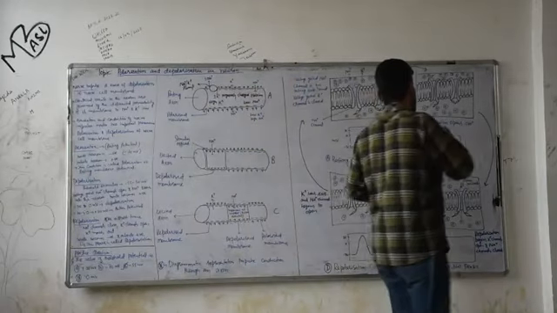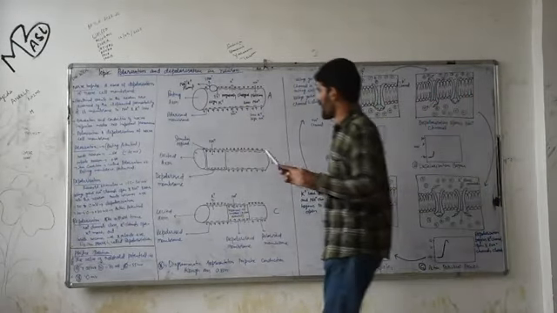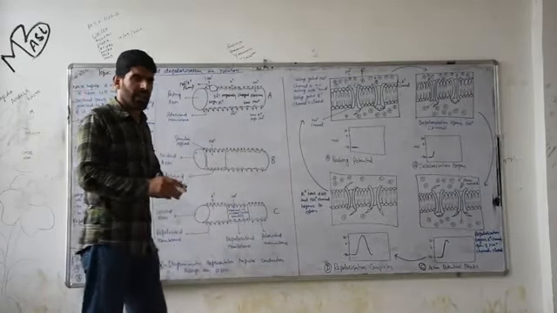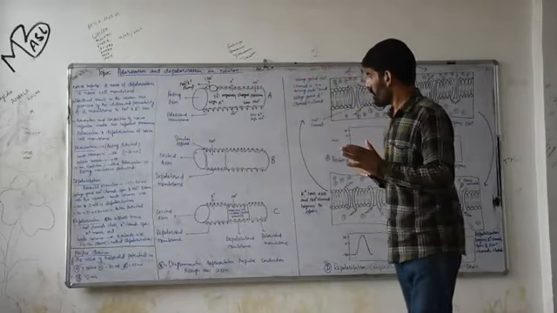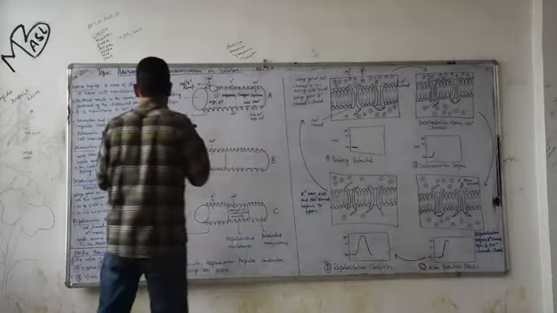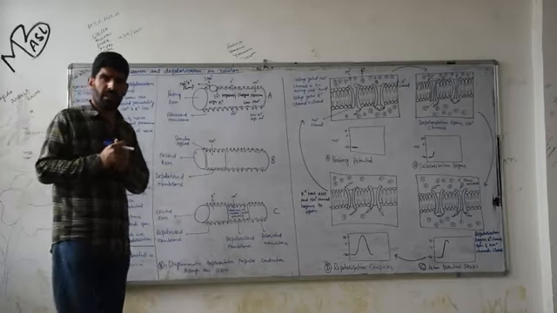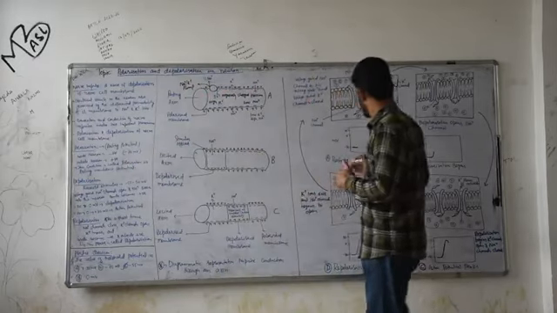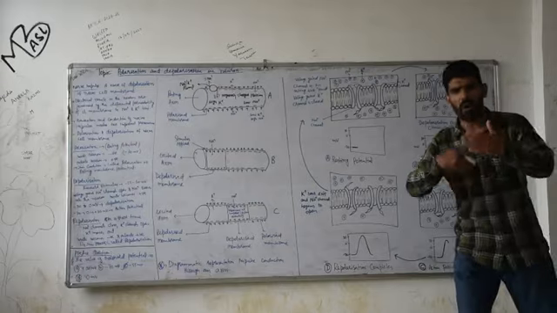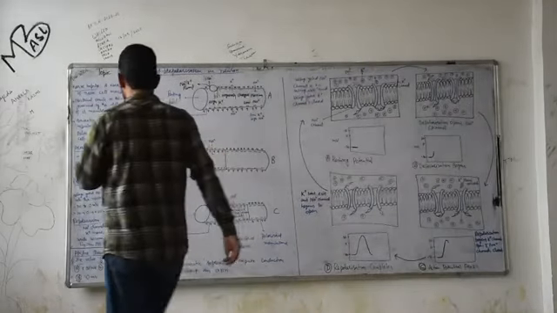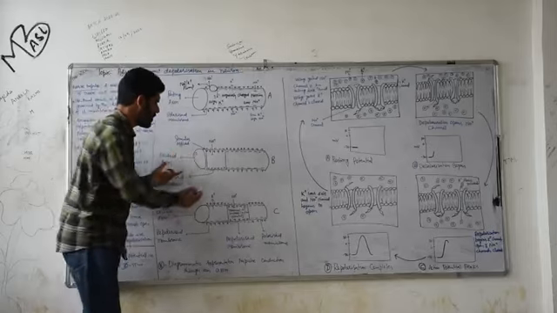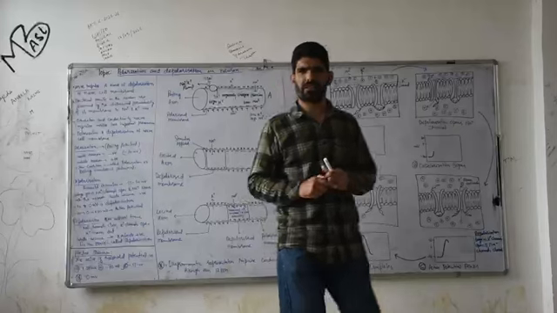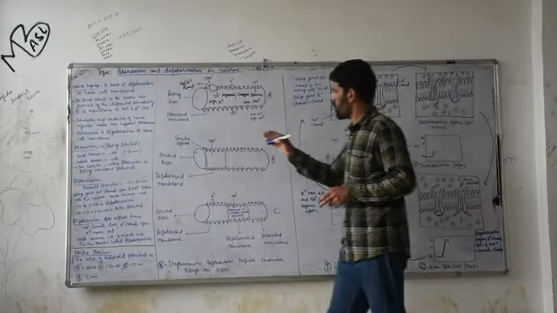So at a certain point of time, what happens? The inside becomes positively charged and outside becomes negatively charged. This change in the membrane potential, that is from minus 70 towards 0, is called depolarization. That is the reverse of the polarization process. Here you see this part, inside is positive and outside is negative because of the influx of the sodium. So it is called depolarization.